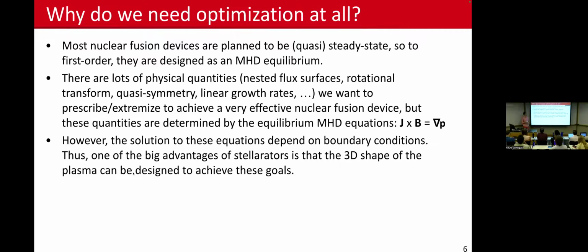Okay, so what can we do to actually minimize some of these quantities or prescribe some of these quantities? Well, in the case of the stellarator, we have a complicated three-dimensional boundary, and the solution to these MHD equations depends on the boundary conditions. So one thing we can do is try and change this complicated 3D boundary to achieve these goals. That's the basic foundation of why we do this stuff.